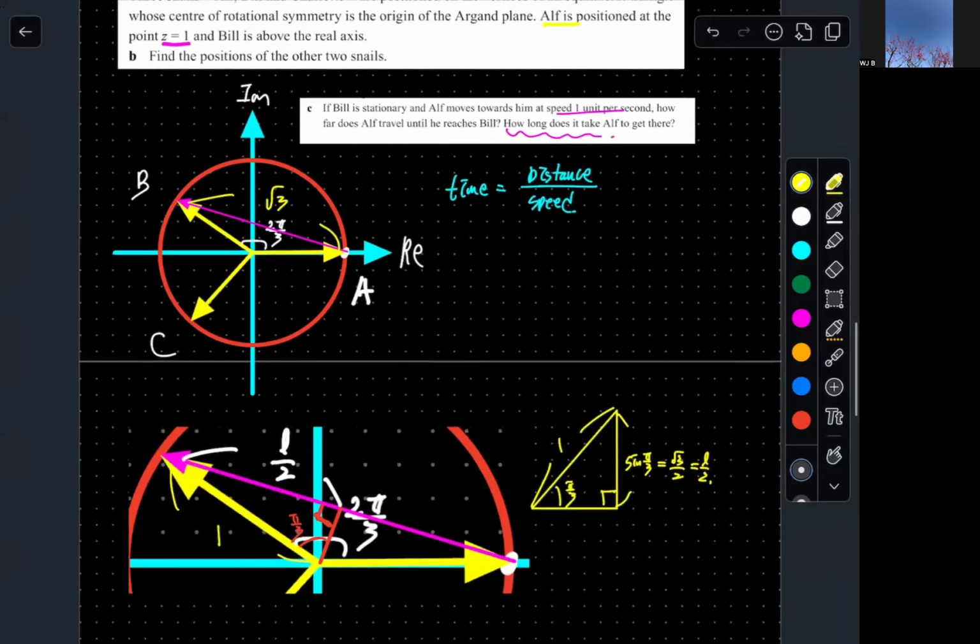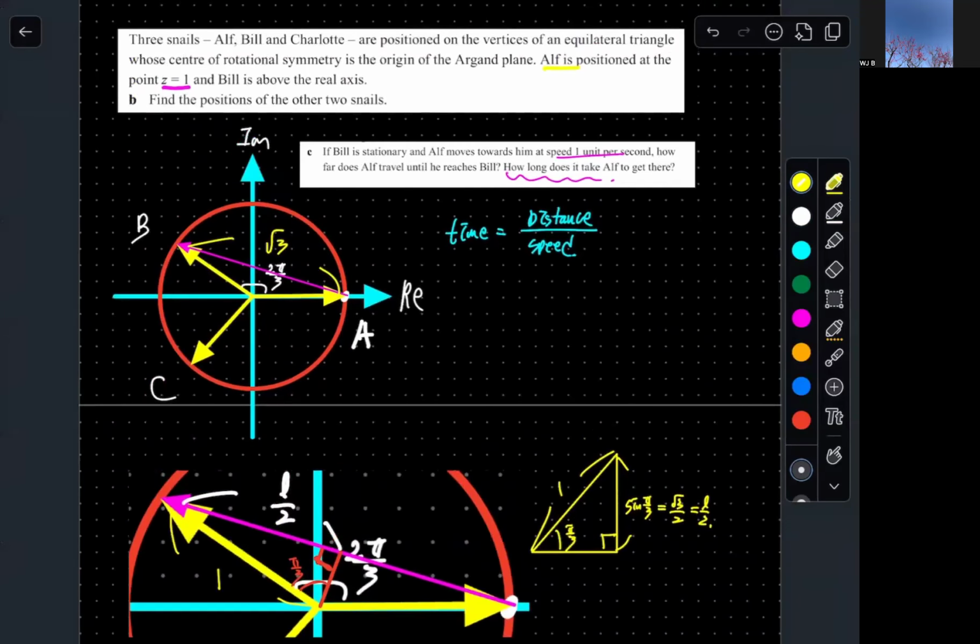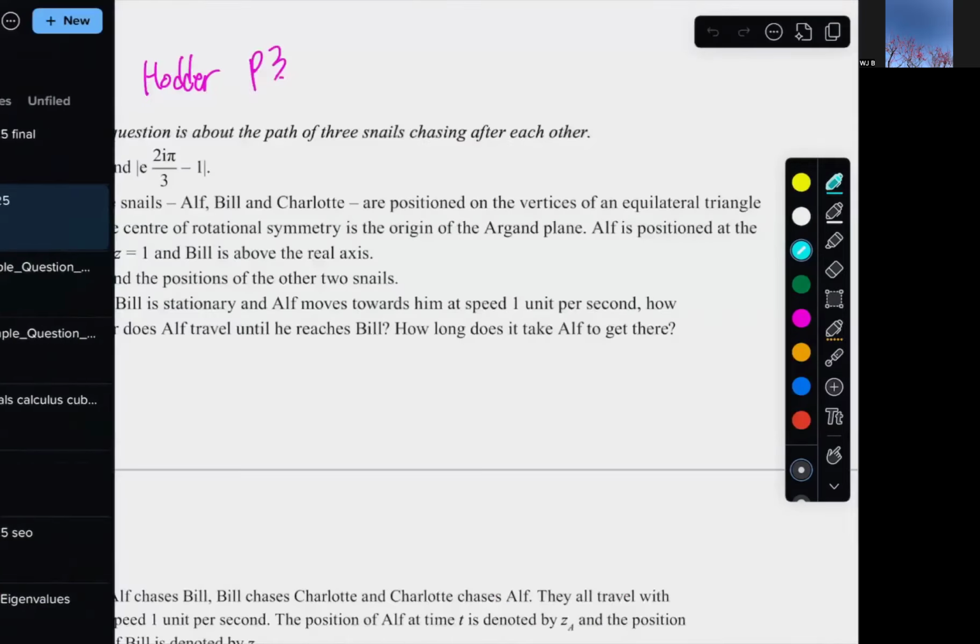So that's great. That's what I have on part C. But that was the length, so I want to find the time. So I'm going to divide this by the unit speed of 1 unit per second. So I have root 3, the square root of 3 seconds, as the time it took to travel from A to B. Okay, that was the answer to part C. So that's great.